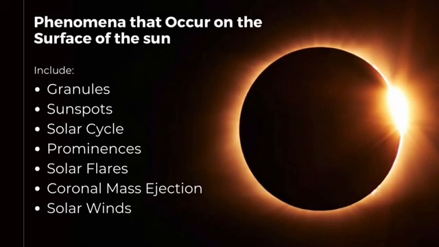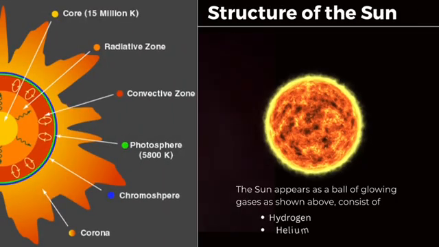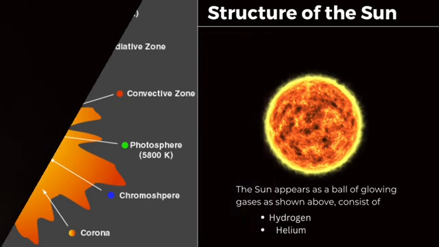Phenomena that occur on the surface of the Sun include 8 phenomena, which are granules, sunspot, solar cycle, prominence, solar flares, coronal mass ejection, and solar winds. Structure of the Sun. As you can see in the diagram on the left, the Sun has 6 layers, which are the corona, followed by the chromosphere, photosphere, convective zone, radiative zone, and core. The Sun appears as a ball of glowing gases, consisting of hydrogen and helium.